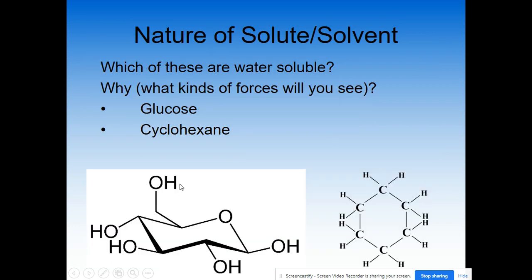So if we look here, we have two different molecules. This is glucose, which has a lot of polar components to it. So it will hydrogen bond with water very, very well. Cyclohexane is a very symmetrical molecule. It's very nonpolar. It will not dissolve in water at all. So this would need a nonpolar solvent to be able to dissolve.